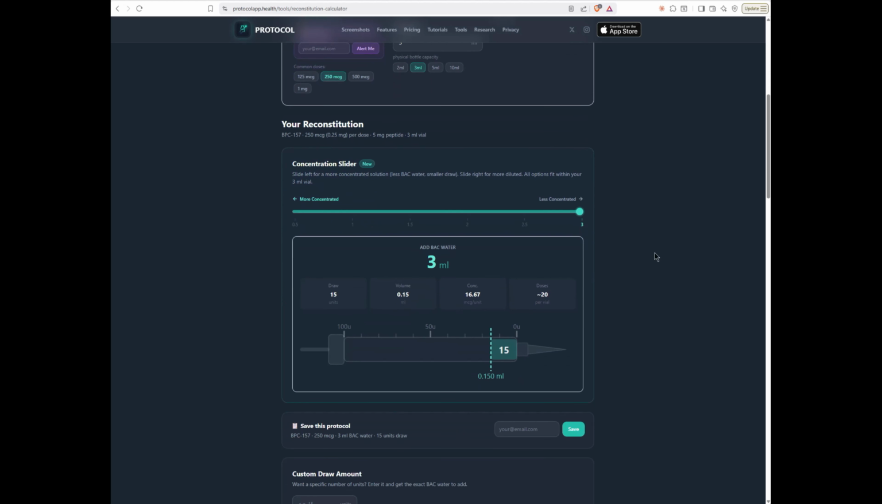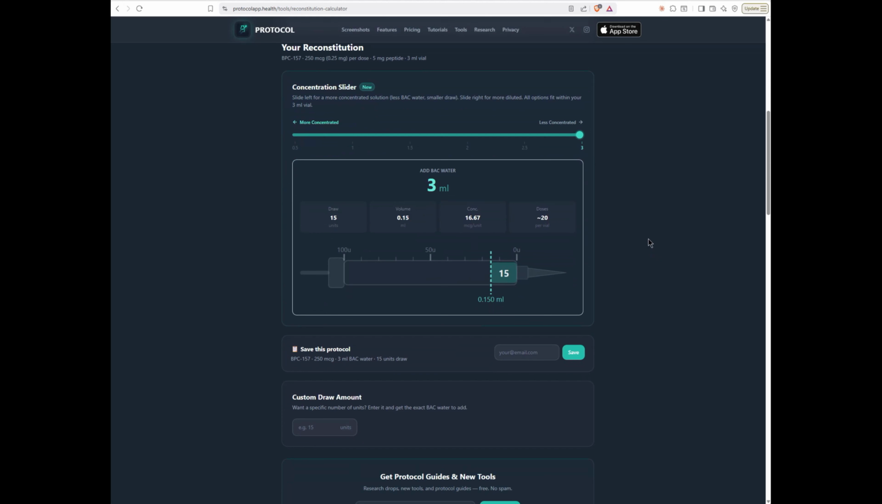This is the concentration slider, and it's what makes this calculator different from anything else out there. Once you enter your vial volume, the slider appears and automatically snaps to the recommended position, what we call the easy draw. That's a 20-unit draw on a U100 syringe, which is comfortable to measure and easy to see. Slide left and you get a more concentrated solution, less bacteriostatic water, smaller draw per dose. Better for people who want to minimize injection volume. Slide right and you get a more diluted solution, more BAC water, larger draw. Easier to measure precisely.